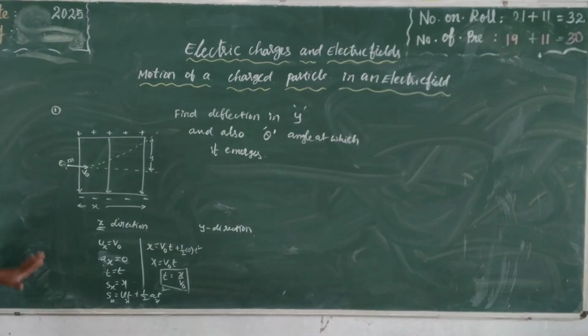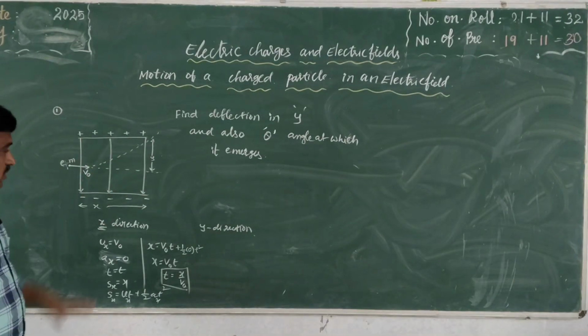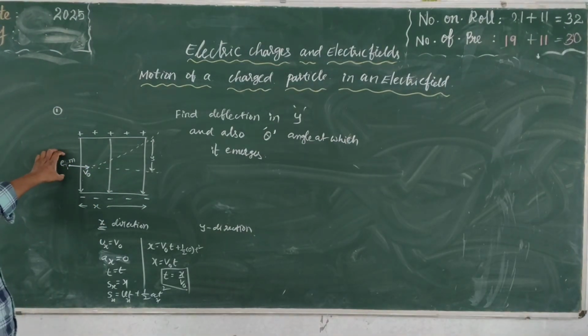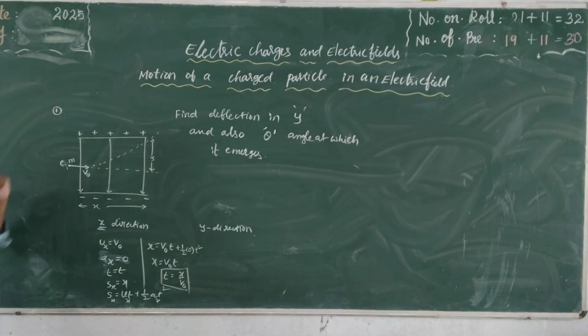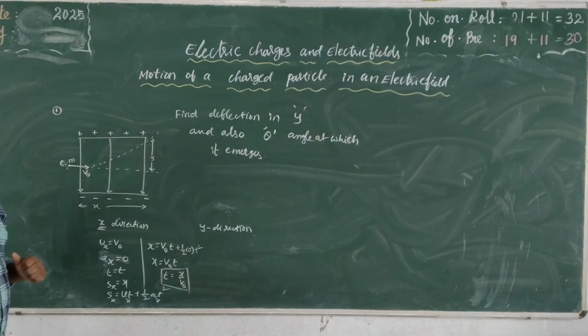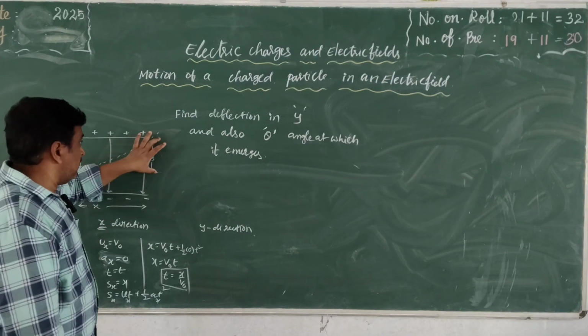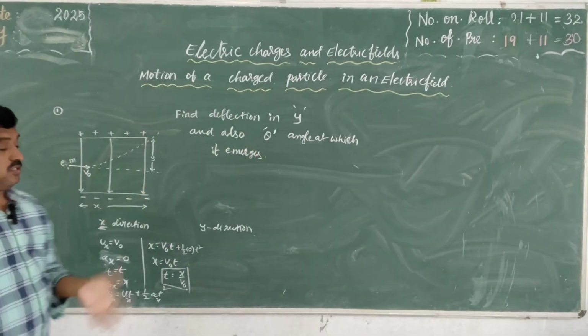In this one, there is a uniform electric field due to plus and minus charges, and the electric field direction is downwards. A charged particle, an electron, is moving in this uniform electric field, so a force acts on it. Since it is a negative charge, it moves towards the positive charge, so it will be deflected in this direction. How much deflection there is along the y axis, or at what angle it emerges, that we find out.